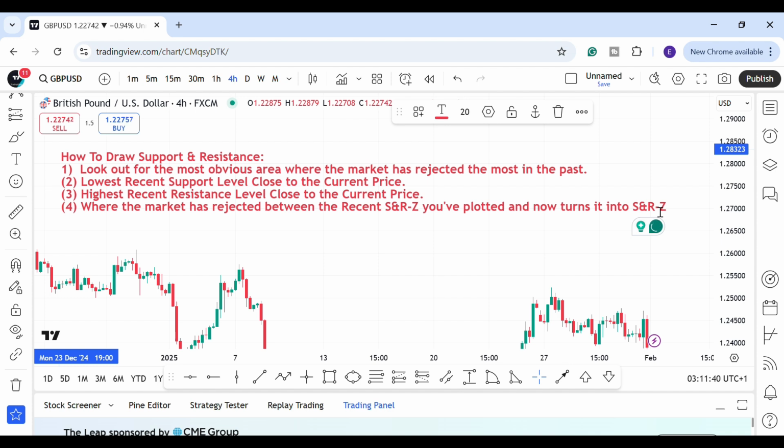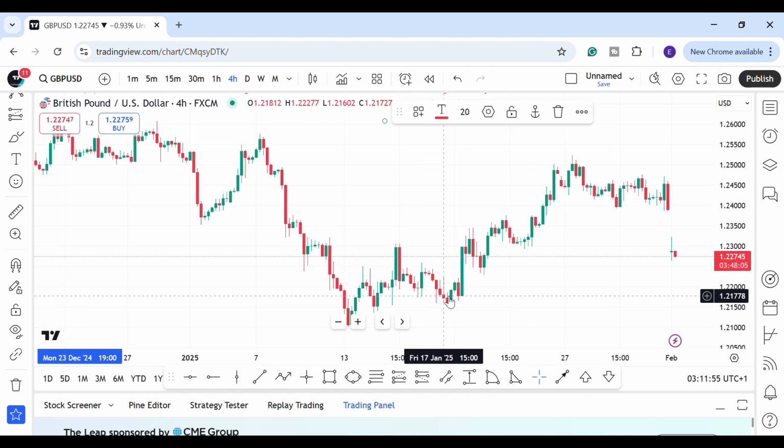Now let's do number one first. Number one says, look out for the most obvious area where the market has rejected the most in the past. So this is on H4. Let's reset our chart.